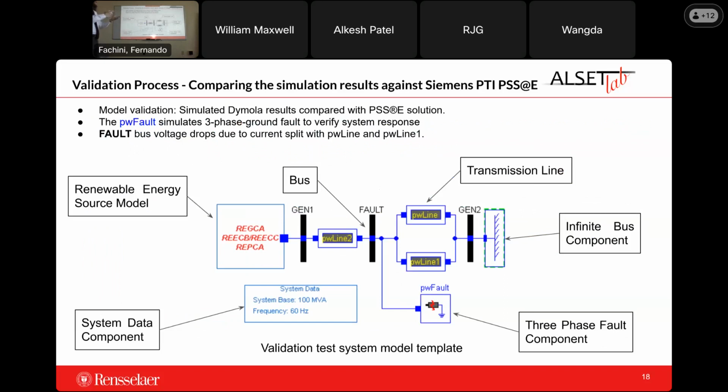The last step of developing the model now is to validate the models themselves. So I've implemented them, I've done the initialization. Now the idea is to compare the same model in two different software, specifically in PSSE, and see if the simulation results are the same. So I created the same model in both PSSE and Dymola, applied a three-phase fault to see the dynamic response, and then check to see if they're equal.